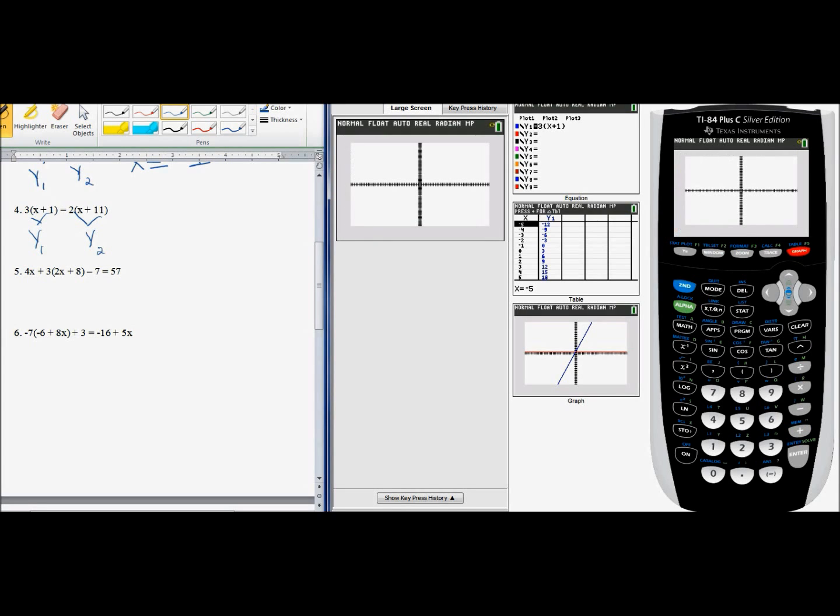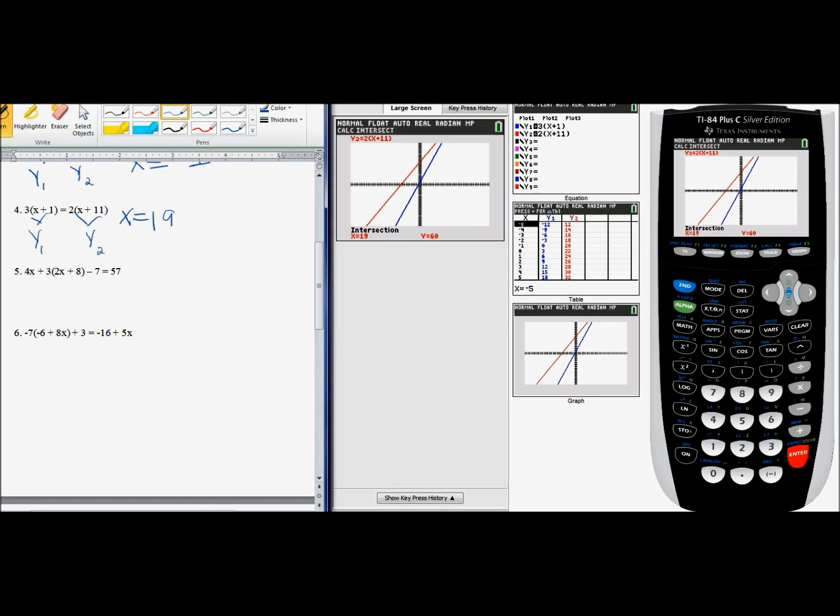First, I want to hit graph so it can draw the pictures. It'll draw my 2 graphs for me. Okay, now I am ready to calculate their intersection so I can get my solution. Hit number 5 for intersect. Then I'll hit enter 3 times. And it gives me that x is equal to 19. So on this number 4, you should have, just by working it using your graphing calculator, that x is 19.